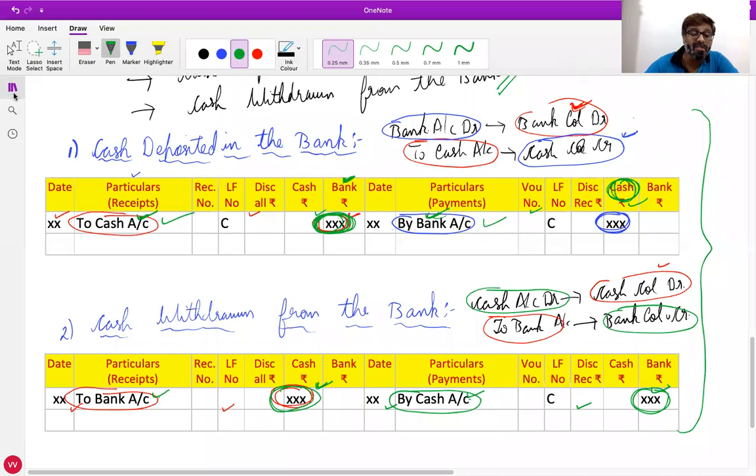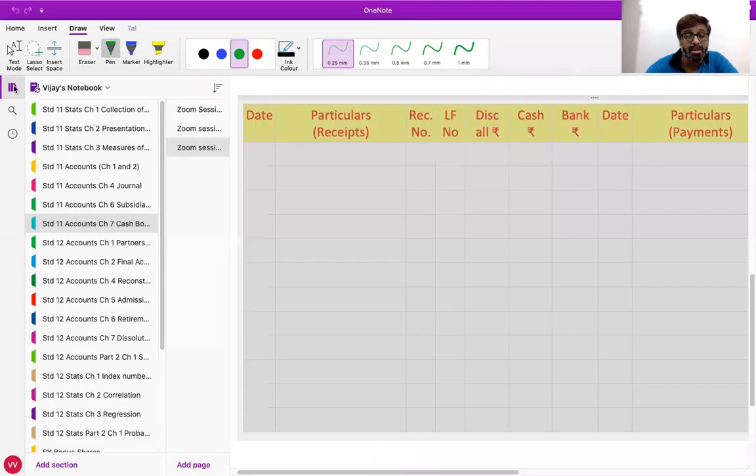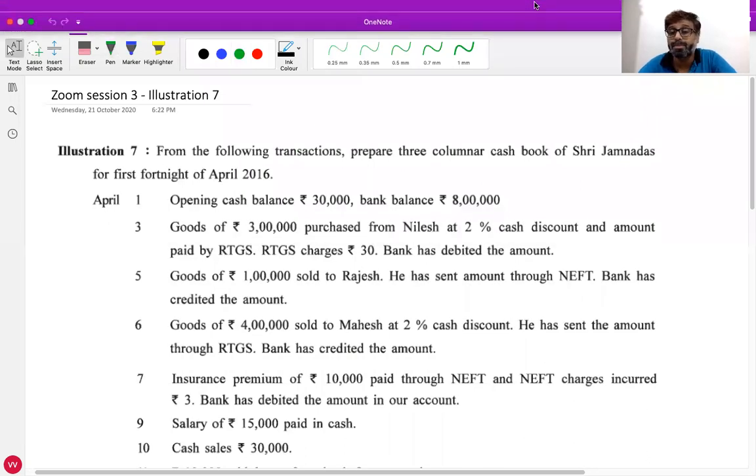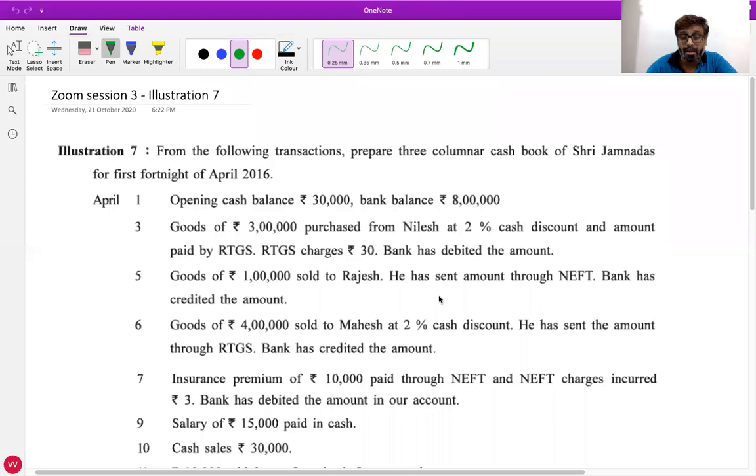Now all of you take out illustration 7. Did you all take out illustration 7, everyone? Yes, sir.